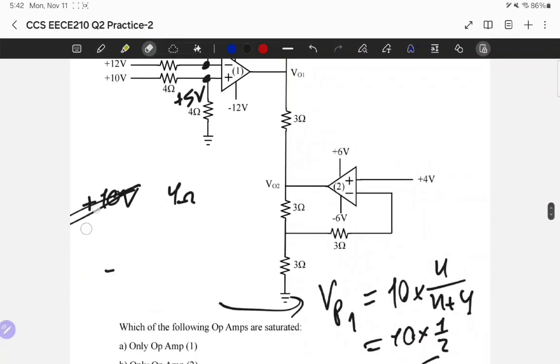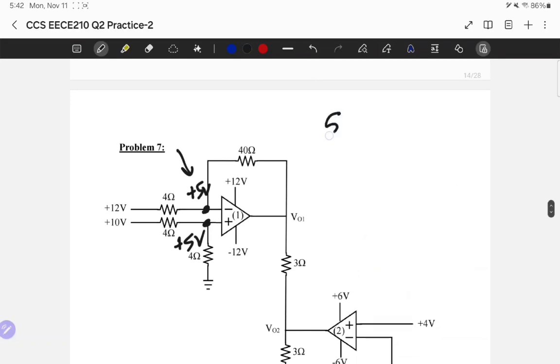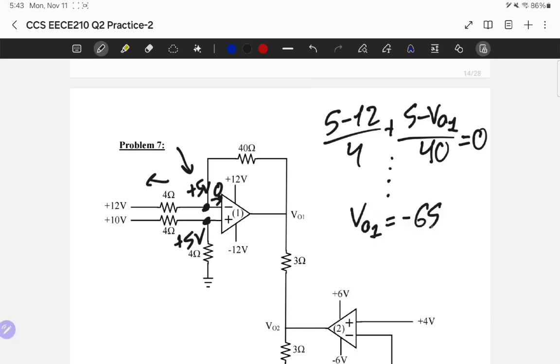I can do a KCL in there. So let's do this KCL. So we have 5 minus 12 divided by 4, the current in here, plus the current in here, it's 0, no current flows into the op amp, plus 5 minus VO1 over 4 is equal to 0. Now if you do the calculations, you're going to find that VO1 is equal to minus 65.